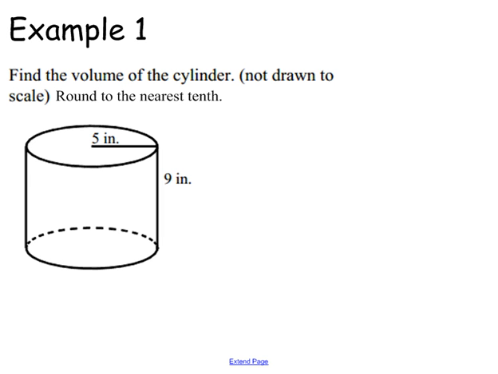Okay, let's look at our first example. It says find the volume of the cylinder. Not drawn to scale, round to the nearest tenth. So the base is a circle, which means the area of the base is equal to pi r squared. That's how you get the area of a circle. So let's keep that in mind.